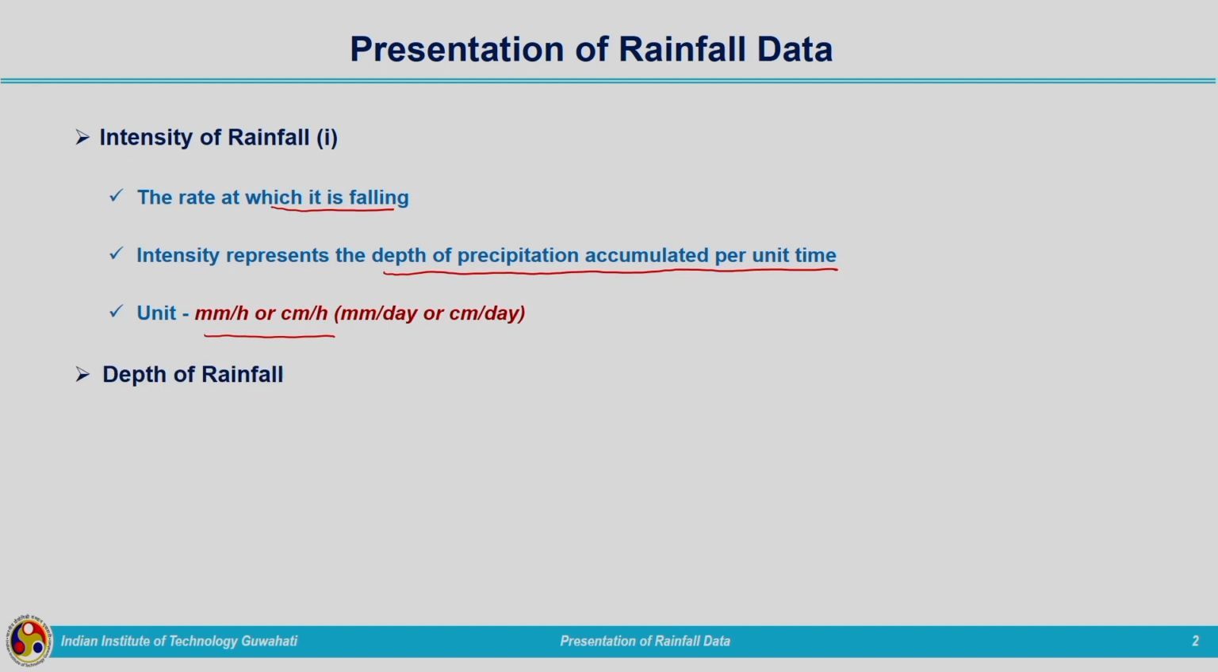Depth of rainfall is this much depth of rainfall that has occurred at a particular point. Rain gauges give us the point measurement of rainfall. So, the depth of rainfall is the daily precipitation depth, how much rainfall has happened at a particular location. The unit of depth of rainfall is the unit of length. It can be in millimeters or in centimeters.